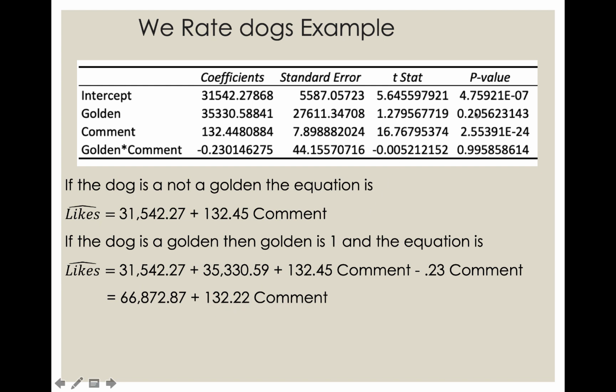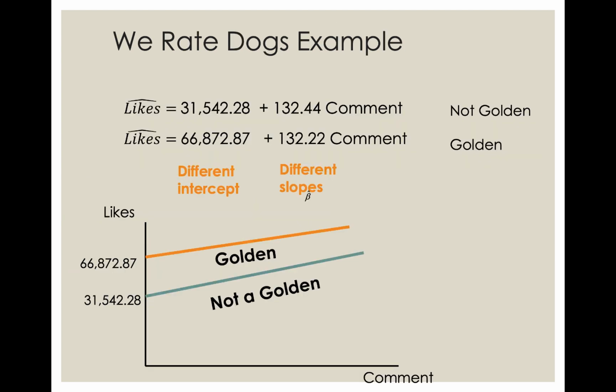We can see that Golden is not statistically significant in this specification, and neither is our interaction effect, but we're just going to go with it. Sometimes it is and sometimes it isn't. In this case, it isn't. Therefore, the model changes as such. We're going to have both a different intercept and a different slope. The slope's not very different, but the intercept is still quite different. If it's not a Golden, this is our equation, and if it is a Golden, this is our equation.